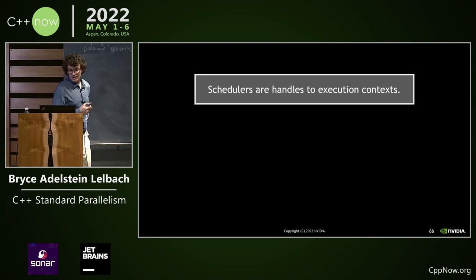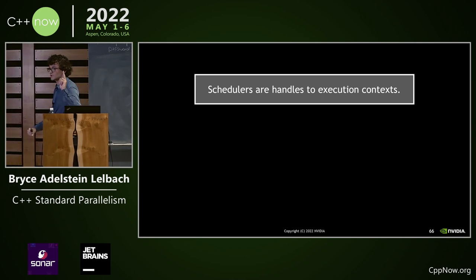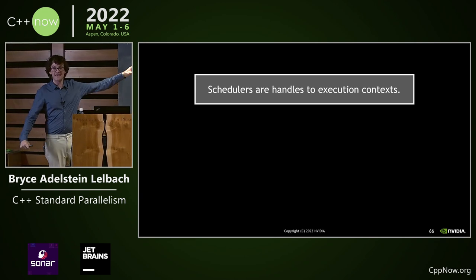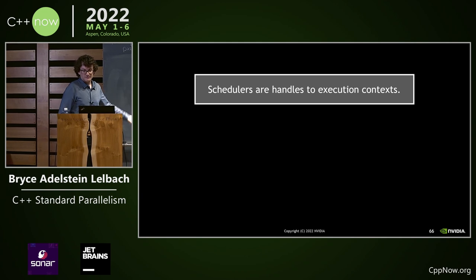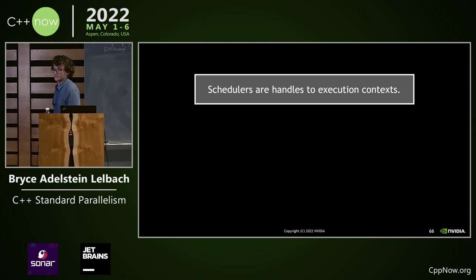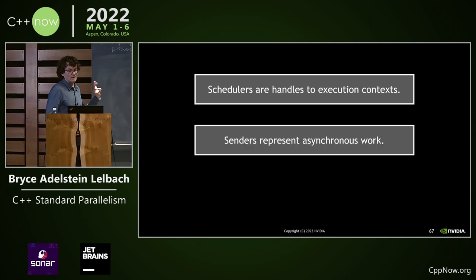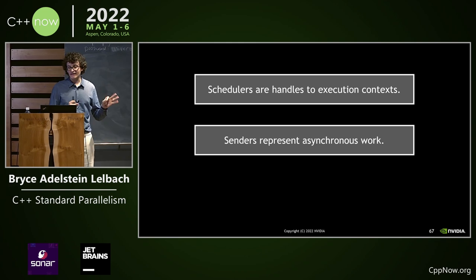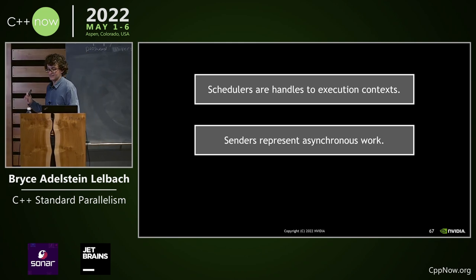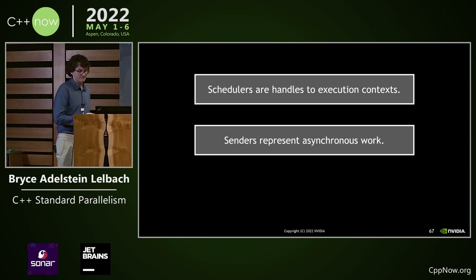Cool. All right, so there are three key concepts in this model. Two of them I've shown you. One of them was there, but was behind the scenes. So first, we have schedulers. Schedulers are handles to execution context. And schedulers produce senders. So senders represent asynchronous work that will eventually send a signal. They can be composed together with sender algorithms to form task graphs.